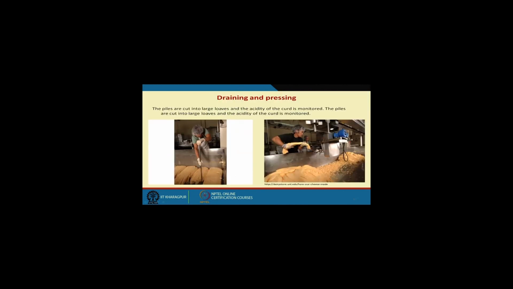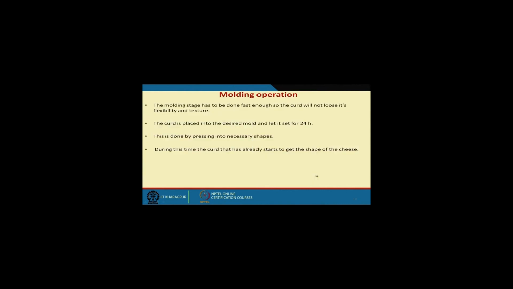Then we pile the curd in large lobes, and the acidity of the curd is monitored. From time to time we measure the acid concentration, because it is vital for the preservation of the milk protein and fat. So this is very important. You can easily see how the cheese looks. We maintain different acidity and moisture as per our requirement.